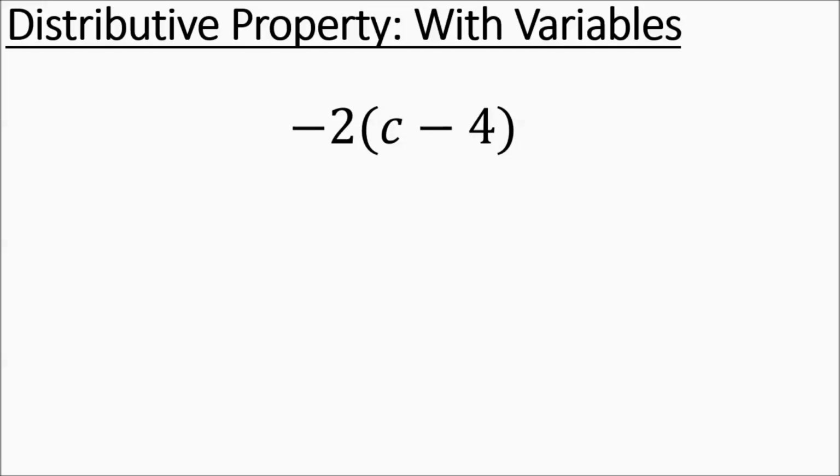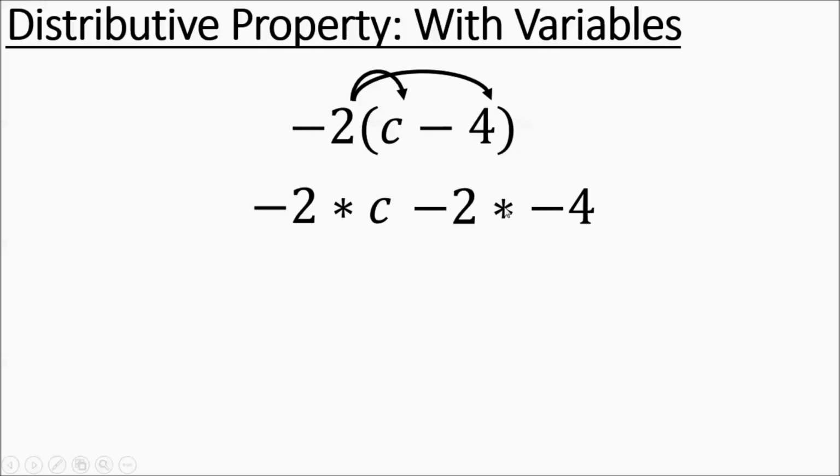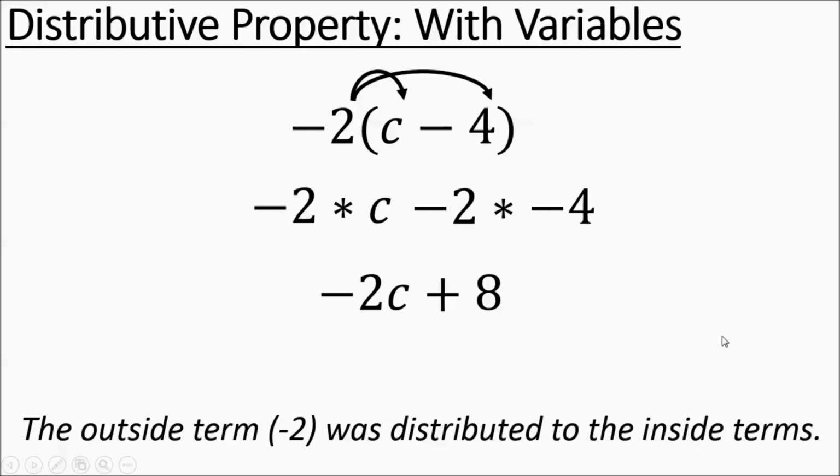Now we have negative 2 times the difference of c minus 4. You're going to take that negative 2 and multiply it by the c and the negative 4. So you got the negative 2 times c. And then this is where it gets a little bit weird. You have the negative 2 times negative 4. Negative times negative actually becomes a positive. So you have the negative 2 times c changing to negative 2c. Negative 2 times negative 4 becomes a positive 8. The negative 2 was distributed to the inside terms.